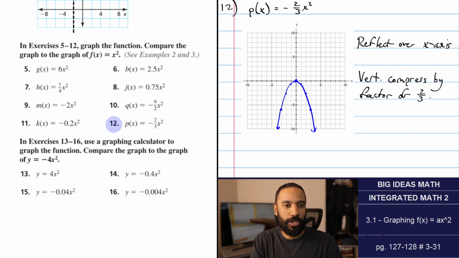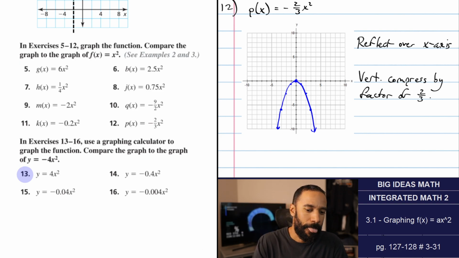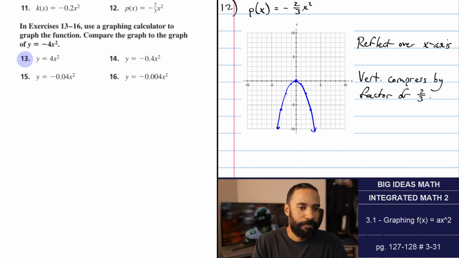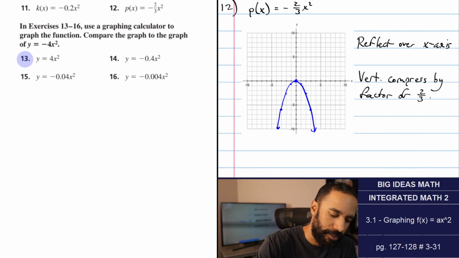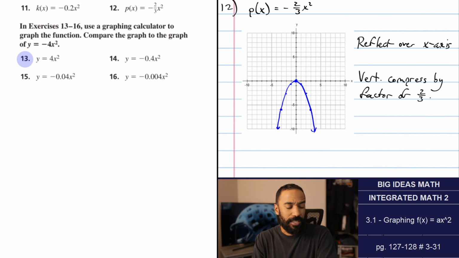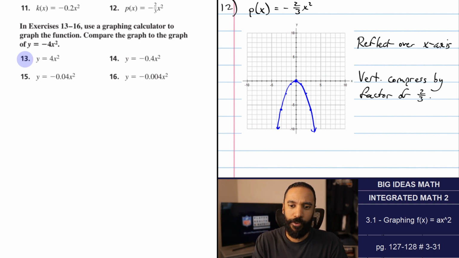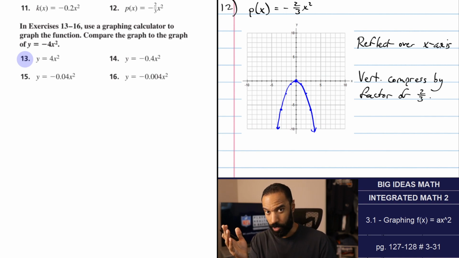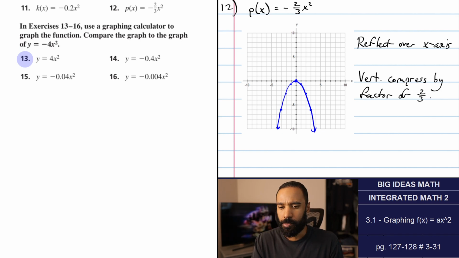Okay, those are some early graphs there. Let's move forward. Oh yeah, graphing calculator. Use a graphing calculator to graph the function. Compare it to negative 4x squared. Here, let me pop up my graphing calculator and see what I want to say about it. I could tell you what some of the things are going to be from it. Negative 4x squared is already flipped over. It's vertically stretched by a factor of 4. So let's pop up the graphing calculator here, and I'm going to enter f of x equals negative 4x squared.